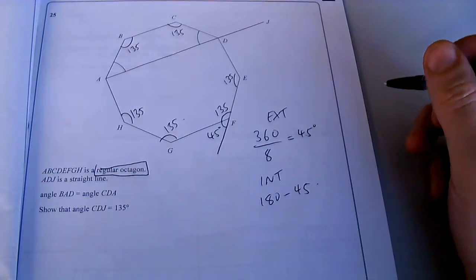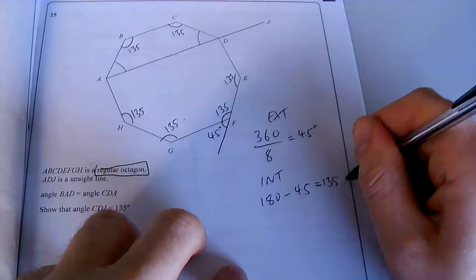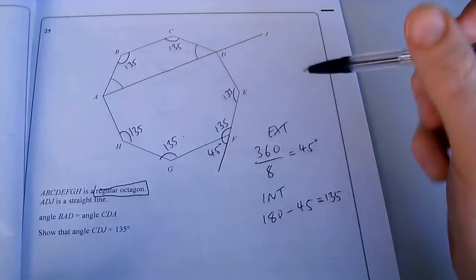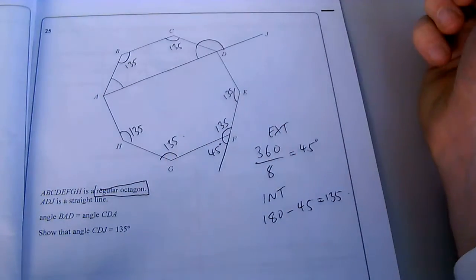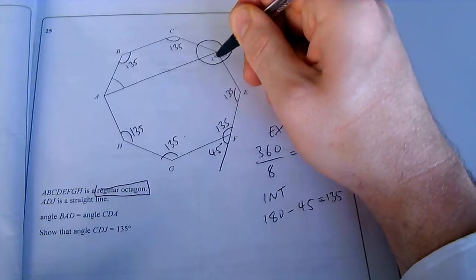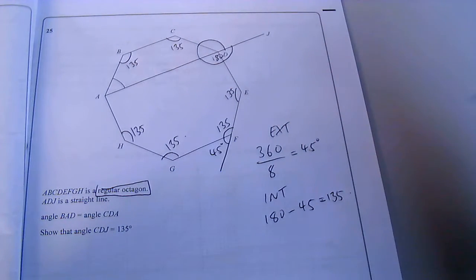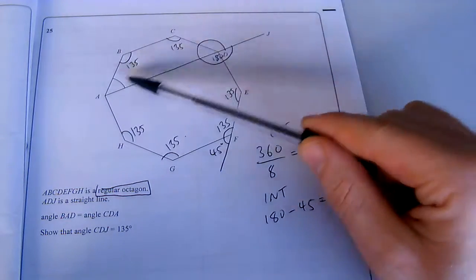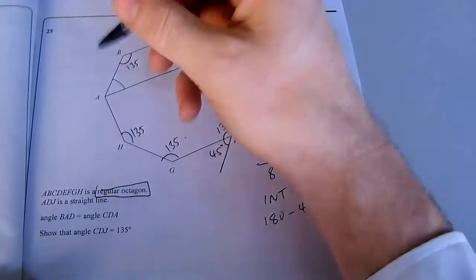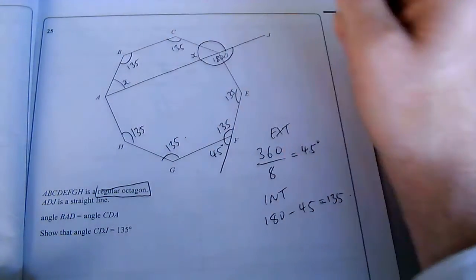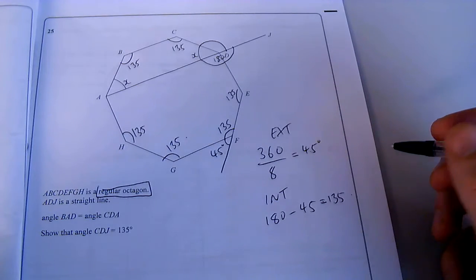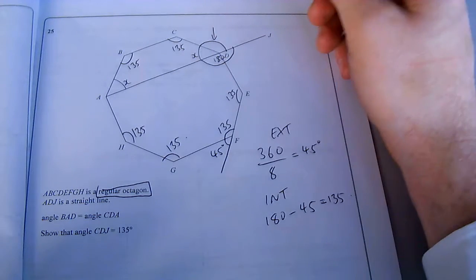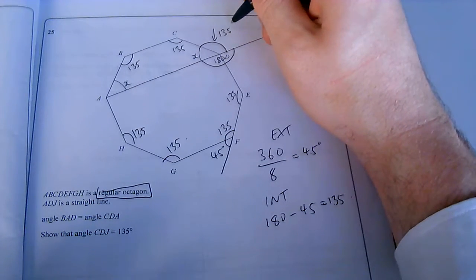Okay, so now I'm going to carry on, and just see what the question's asking me. So, ADG is a straight line, so this is a straight line. So, all that makes 180. And actually, the bottom, all that's 180. BAD and CDA. These two are the same. So, I can put X and X, they're just the same. Okay. Show that angle CDJ, this one, show that that equals 135. That's what we've got to show.